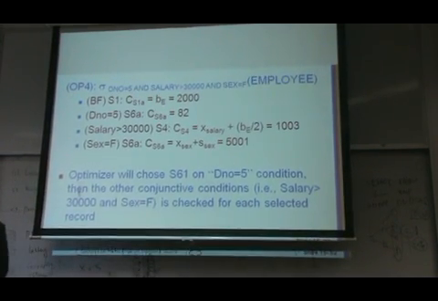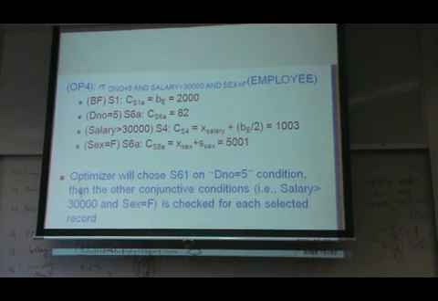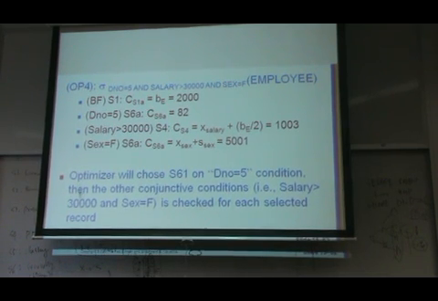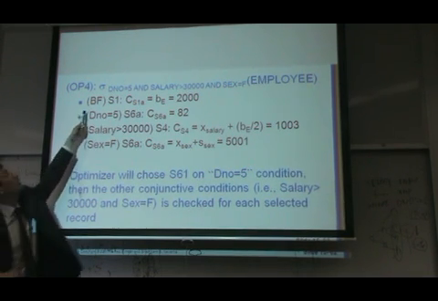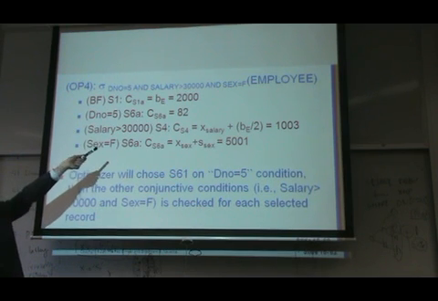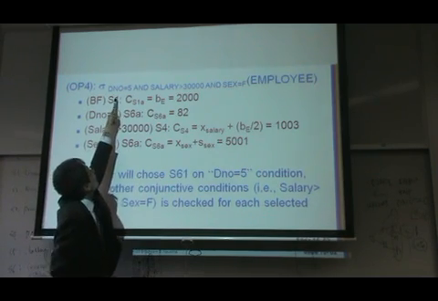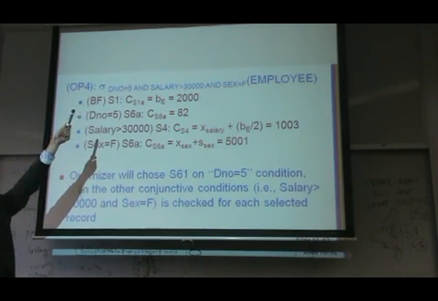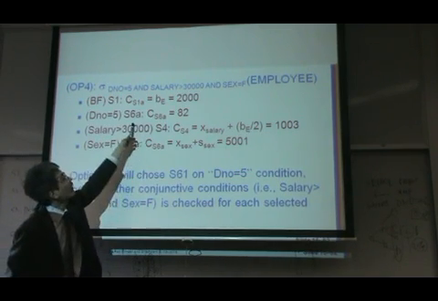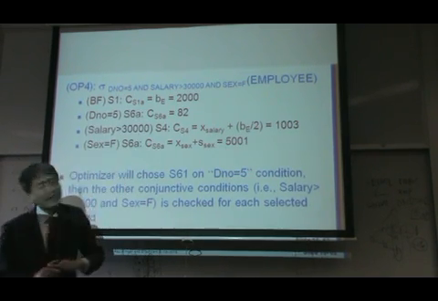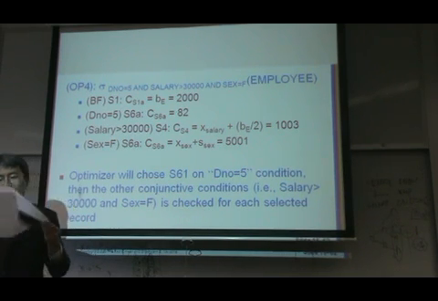This is a conjunctive query. So, this is the query: retrieve the employee from employee where DNO is equal to 5 and salary is more than 30K and the employee is female. At that time, we need to check each condition. So the brute force way is 2000, right? It's a linear search, option S1. In case we use the DNO index, we already did that, it is 82. What if we use salary?